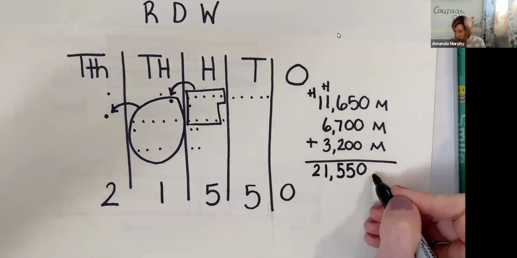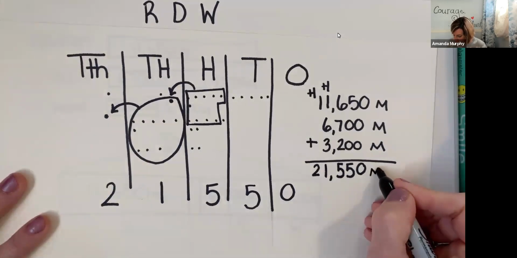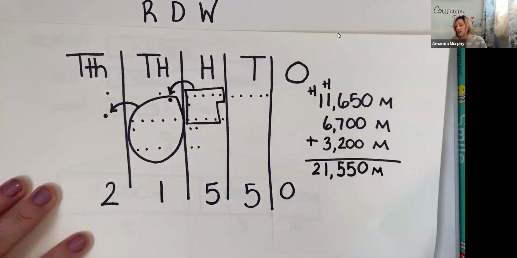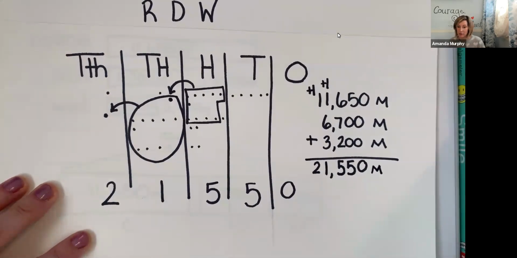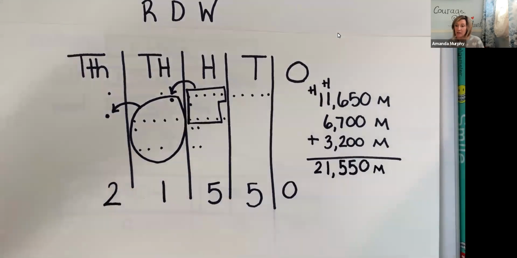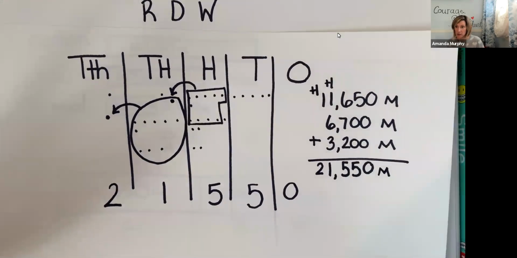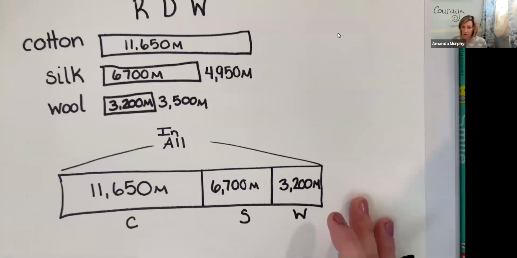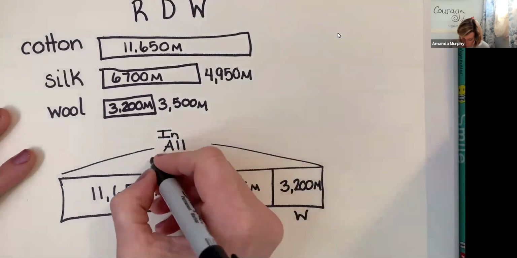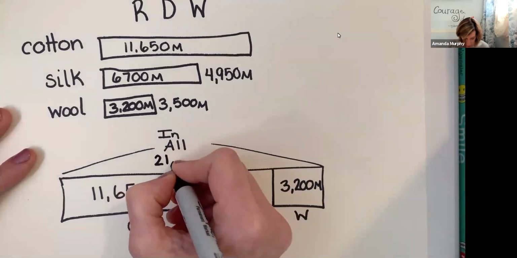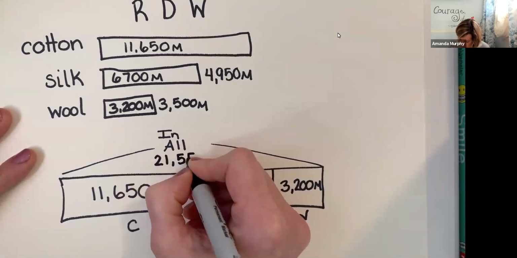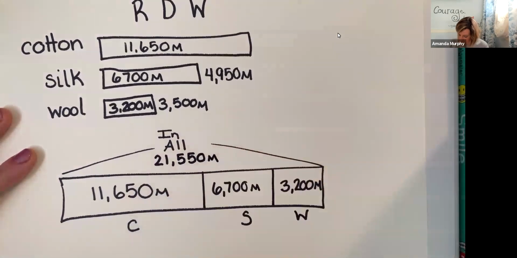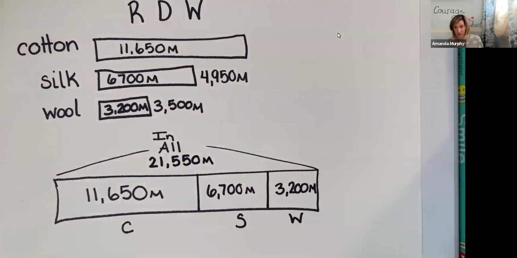And I am never going to forget to make sure I add my units. So now I see that I have 21,550 meters. Well, of what? Let's go back to our picture of fabric. In all, I have 21,550 meters of fabric. Am I done? Not quite. We're really close.